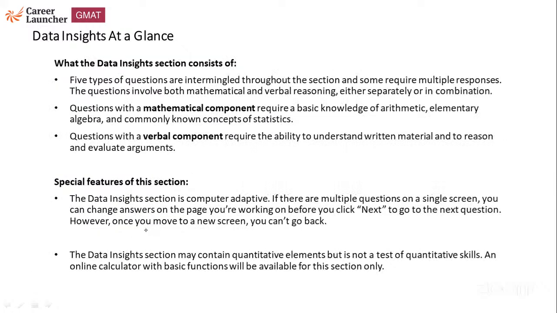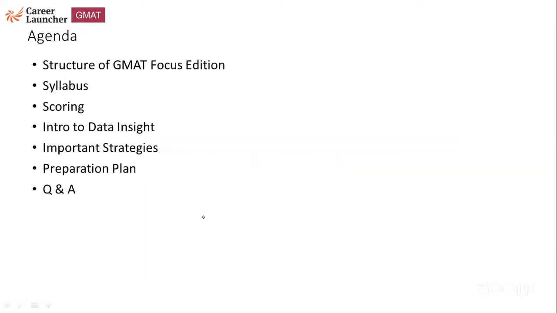Now starting with the data insight section. What is the type of question which comes under data insight? Let's understand that. Now just see. Under DI, you'll be getting 20 questions. These are of two categories. One is data sufficiency questions, and the other is known as integrated reasoning type of questions.